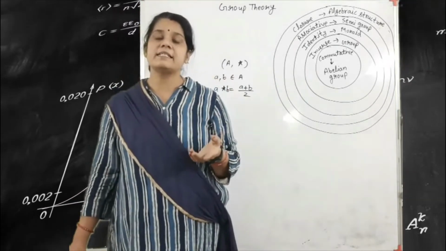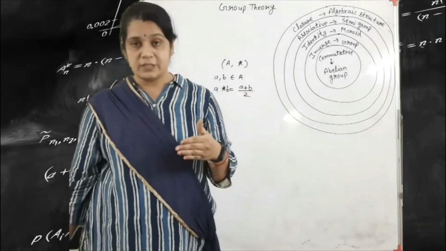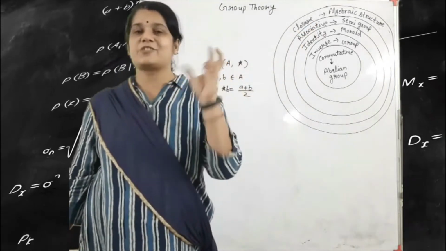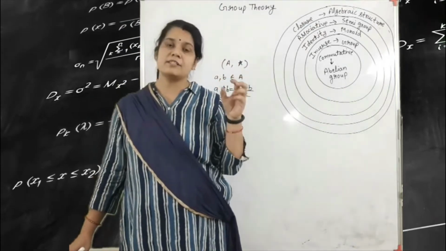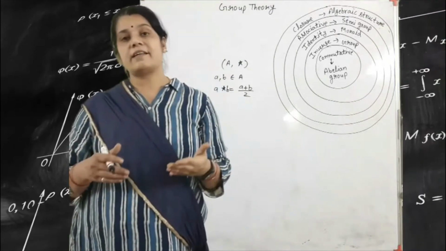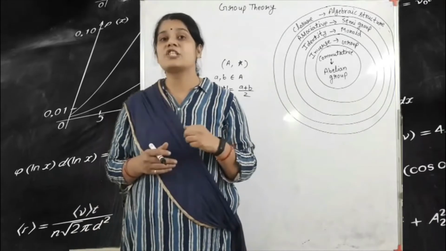If a set A satisfies the closure property, then we can say that this is an algebraic structure. The second one is the associative property.